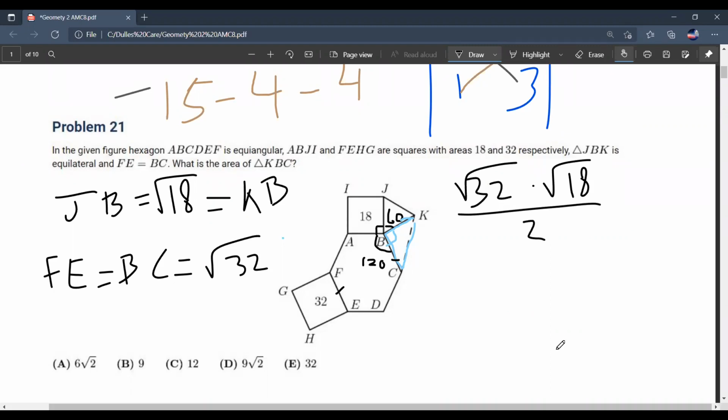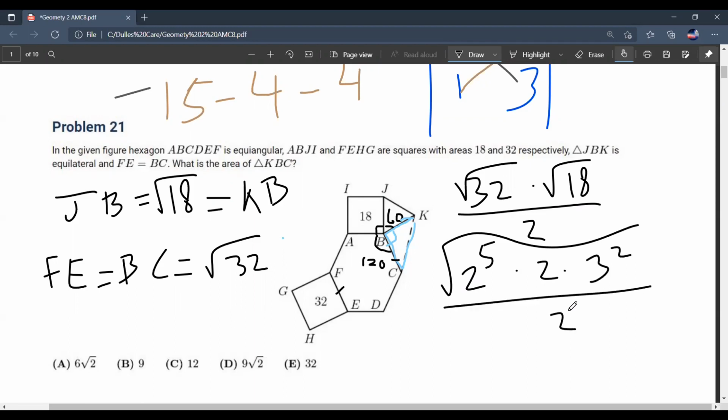Base times height over 2, and then if you were to solve this, well, we would have 2 to the 5th times 2 times 3 squared over 2, so that would give us square root of 2 to the 6 times 3 squared, so that would give us 2 cubed, 8 times 3, 24, over 2, so that would give us 12. So our answer is 12.